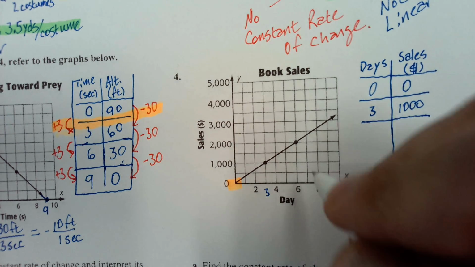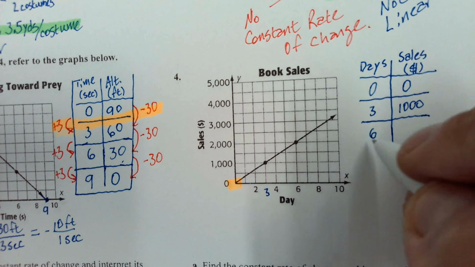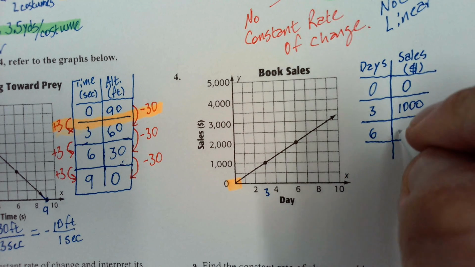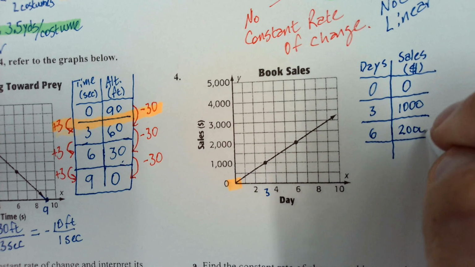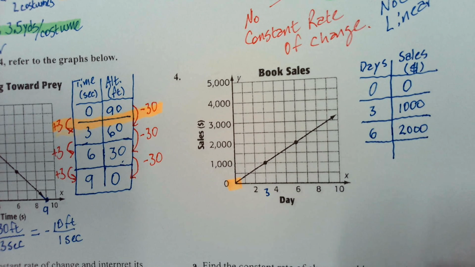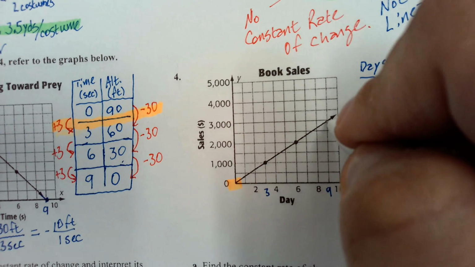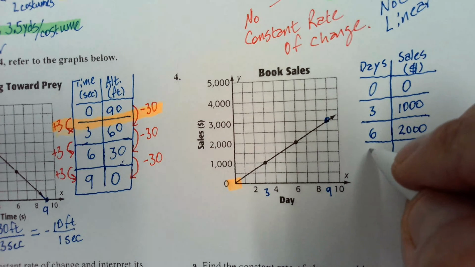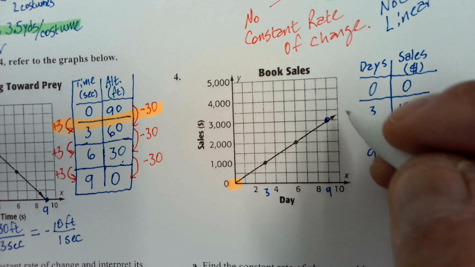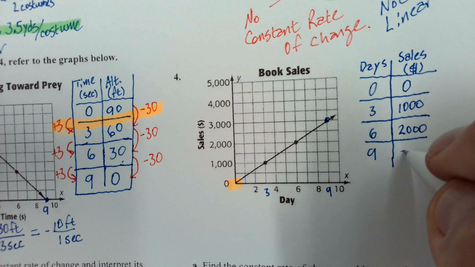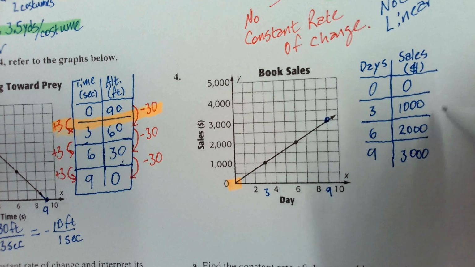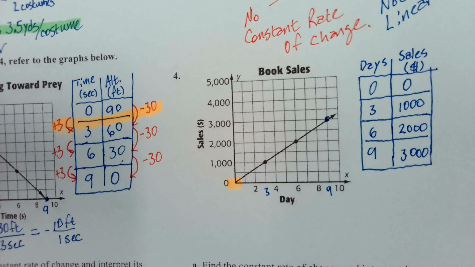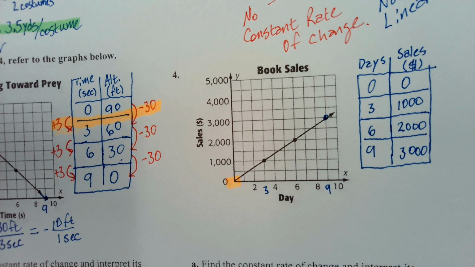Let's move on to the next point, which is at day 6. At day 6, it was 2,000. And let's go ahead and do 9. Put a dot there. At day 9, we had sales of how much? 3,000. Not too bad.